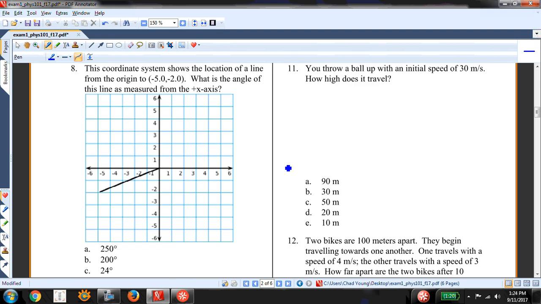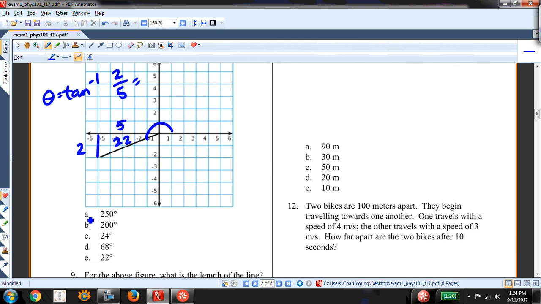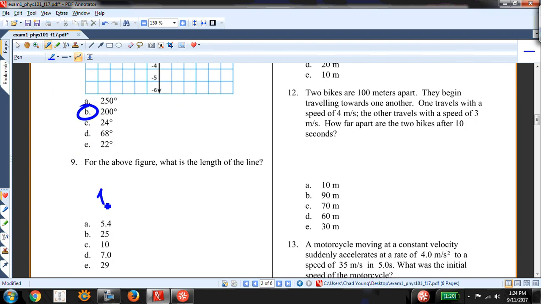This coordinate shows the location on a line. This is 5 units long, this is 2 units long. I want to know the angle here. Let's do theta is the inverse tan of 2 over 5. And I get 22 degrees. So this is 22 degrees plus 180 will give you 202 degrees, or just 200 degrees. And then also, what is the length of this line? Well, that's going to be the square root of 5 squared plus 2 squared. Square root of 29, which is 5.4. So A is the right answer.